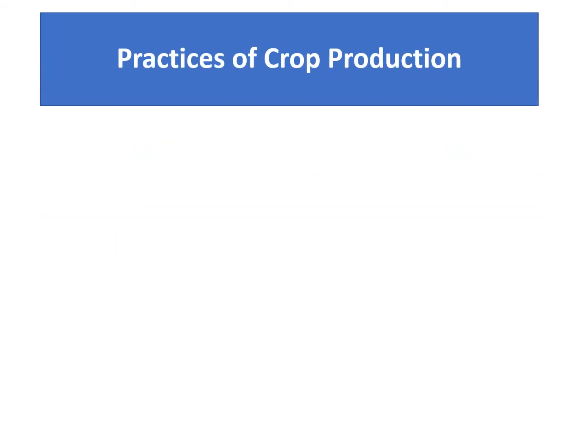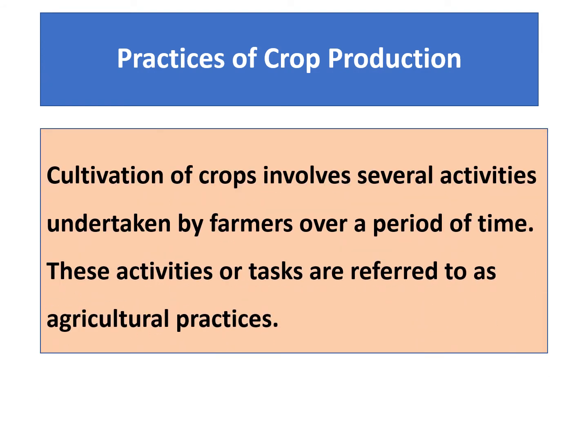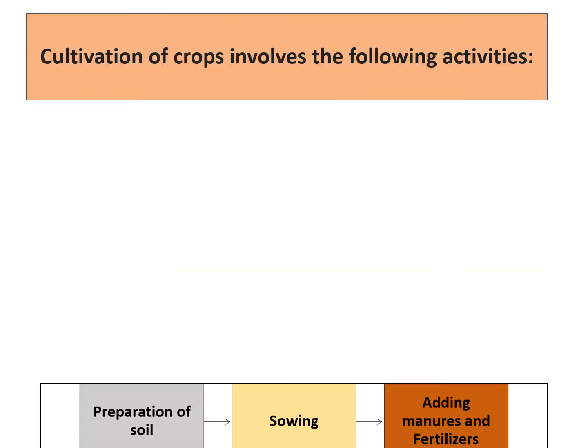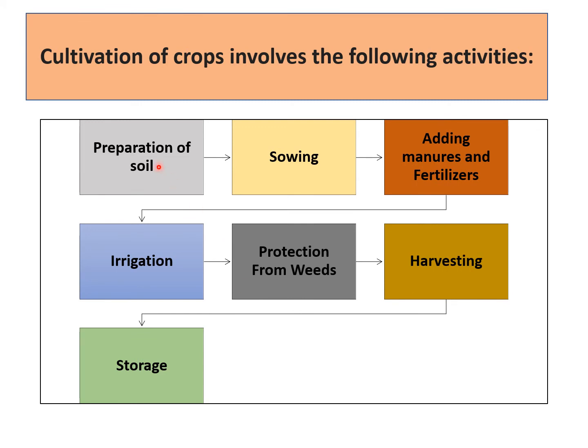Now let's understand the practices of crop production. The cultivation of crops involves several activities which are undertaken by the farmers over a period of time. These activities or tasks are known as agricultural practices. Farmers perform all these activities for the production of the crop. So let's understand these activities, right? Cultivation of crops requires various activities, like number one, the preparation of the soil. This is the first step in the production of the crop.